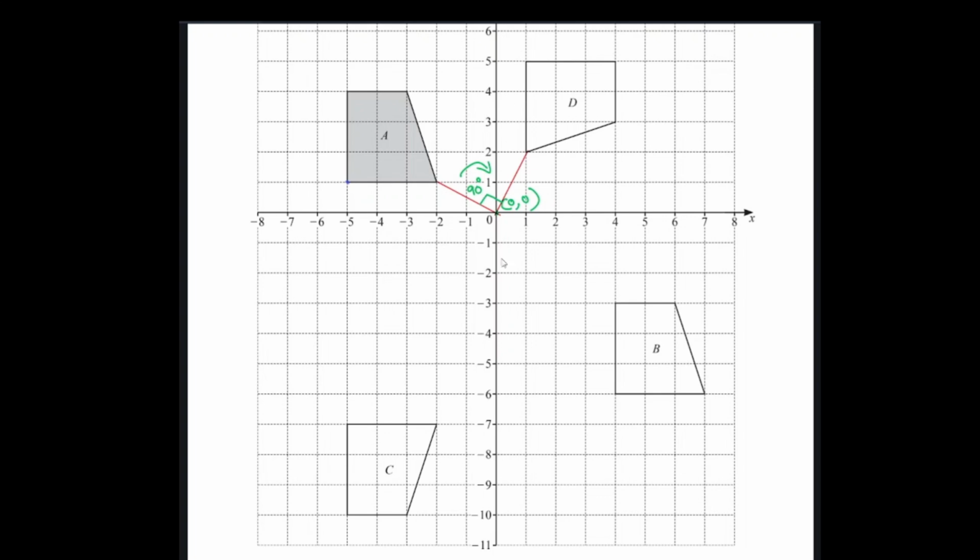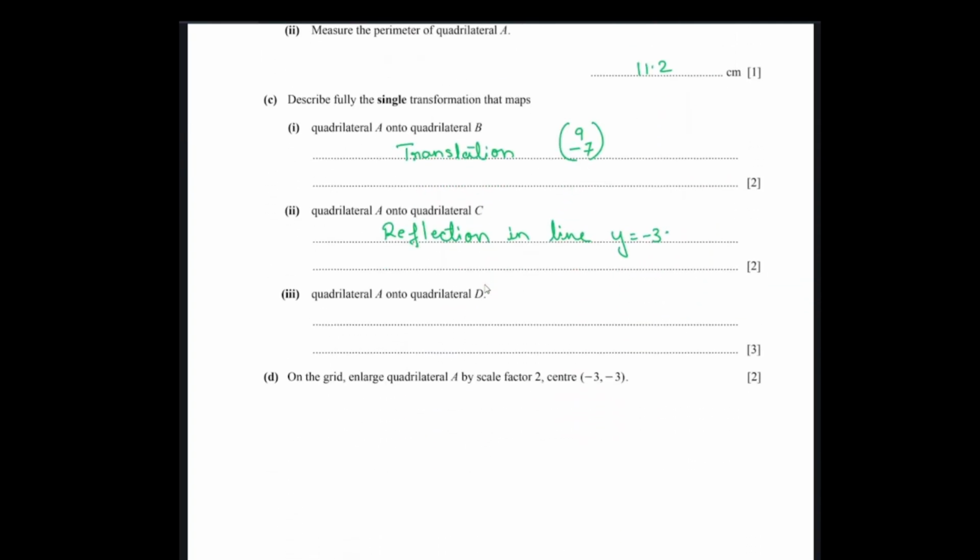So you can write it as rotation 90 degrees clockwise, center of rotation is origin 0 0. This is done.